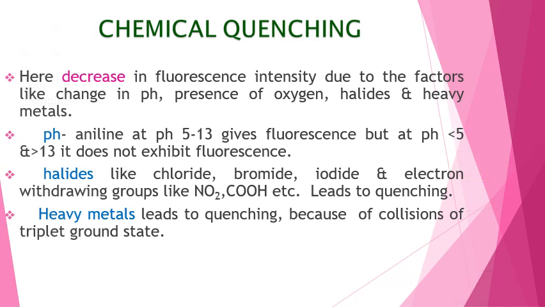Chemical quenching is a process whereby the fluorescent intensity decreases due to factors like pH, presence of oxygen, halides, and heavy metals. For instance, aniline at pH 5 to 13 gives fluorescence, but at less than 5 or greater than 13 it does not exhibit any fluorescence. Likewise, halides like chloride, bromide, iodine, and electron withdrawing groups lead to quenching of the fluorescence. Heavy metals as well lead to quenching because of the collision of triplet ground state.